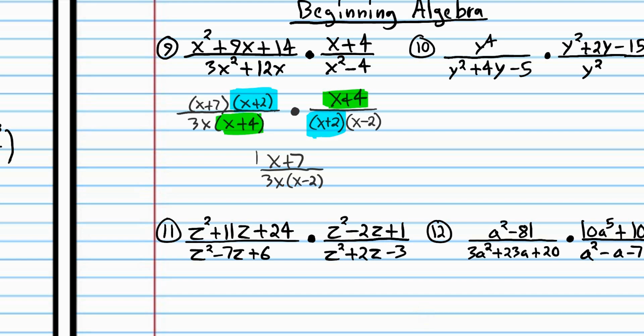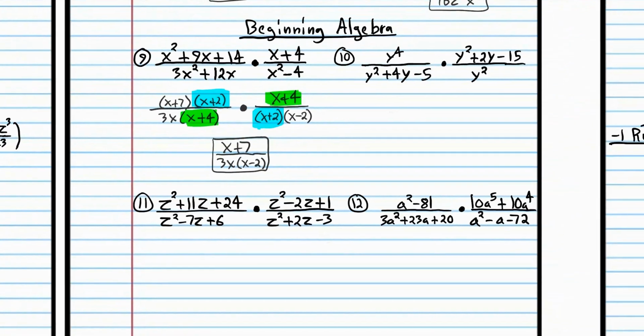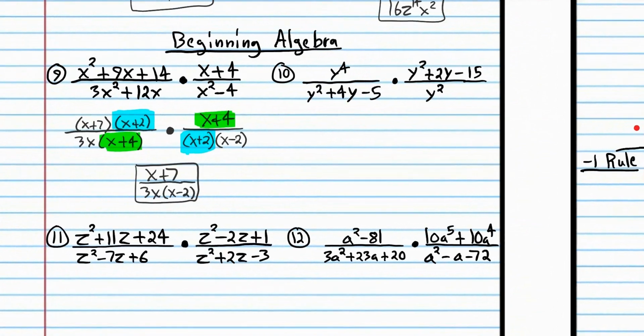So the parts that are not highlighted are the parts that are left over, and then we just multiply straight across. But again, because the green x plus 4 here canceled out, this expression is assumed to be 1. So it's 1 times x plus 7 is x plus 7. And 3x times x minus 2 is, of course, just 3x times x minus 2. Now you can distribute this denominator if you want, but I'm not going to make you do that. It's not really necessary.